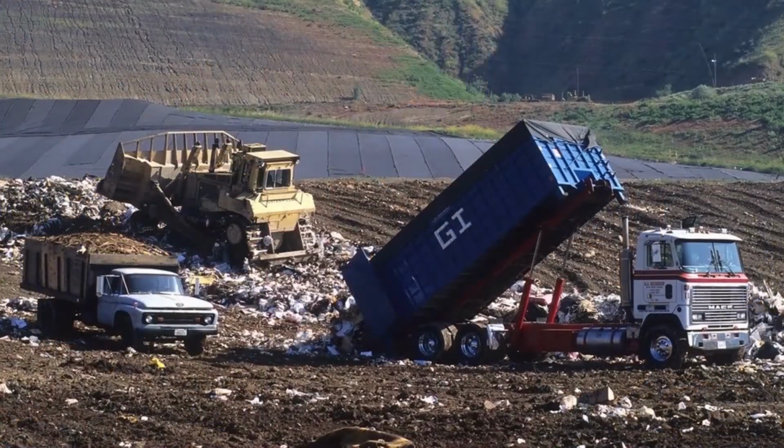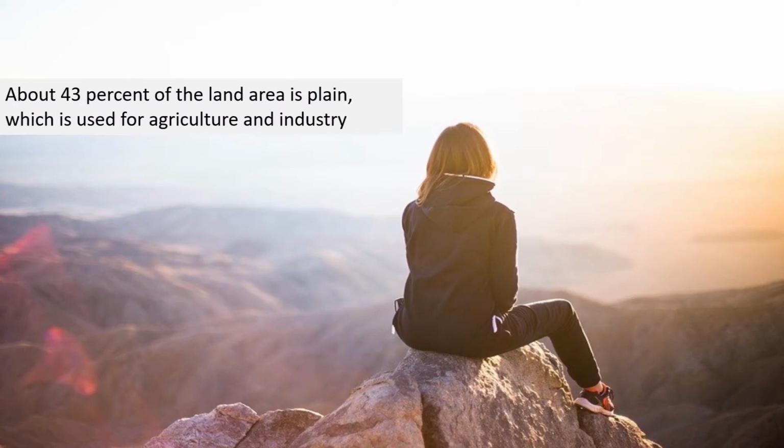The worrisome part is that the issue of land degradation or land pollution is affecting both the minor as well as the major landforms. How much of it do we have? Mountains, plains and plateaus. If I talk about India, about 43% of the land in our country is plain, which is used mostly for agriculture or industry.